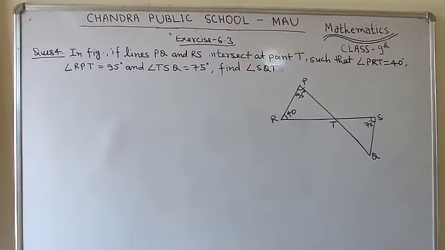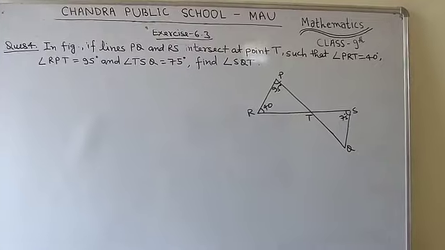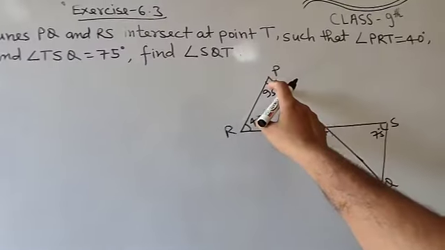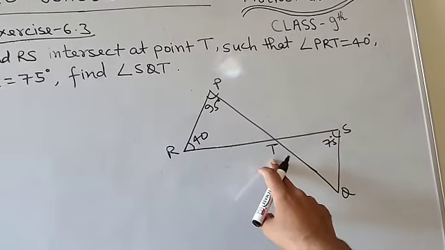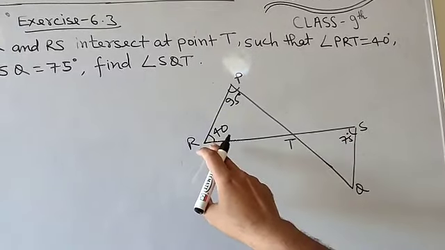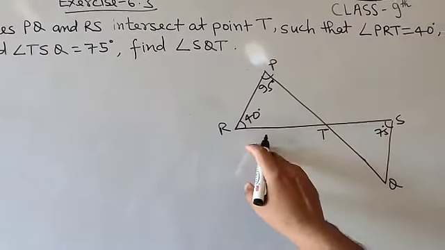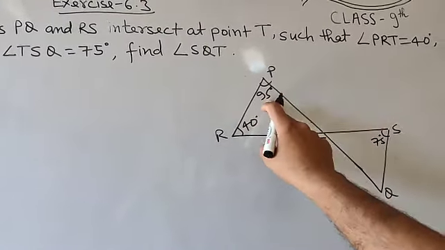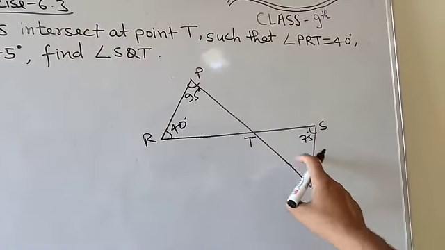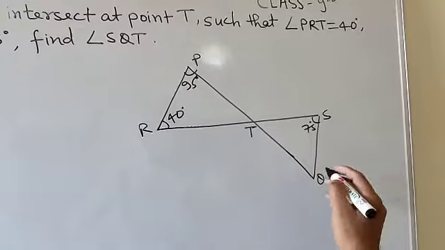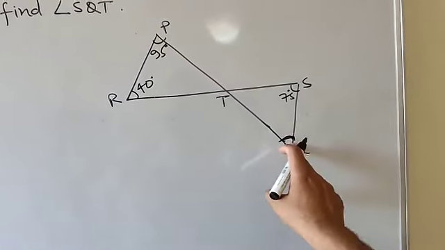Now students, here it is question number 4. In the given figure, if lines PQ and RS intersect at point T, such that angle PRT equal to 40 degree, angle RPT equal to 95 degree, angle TSQ equal to 75 degree. Then you need to find angle SQT, the value of this angle SQT.